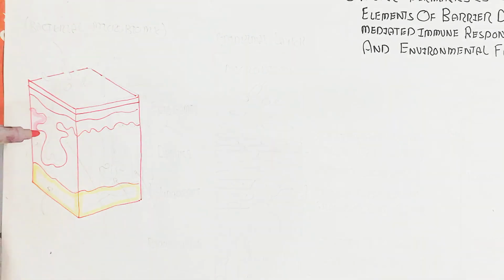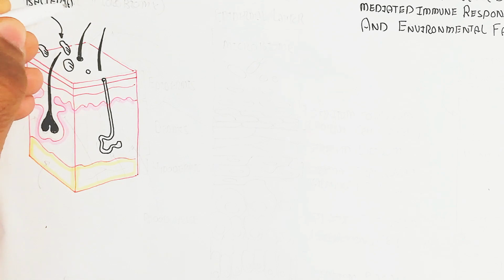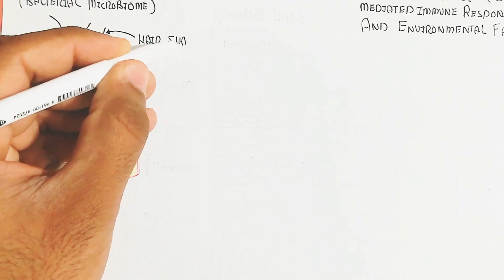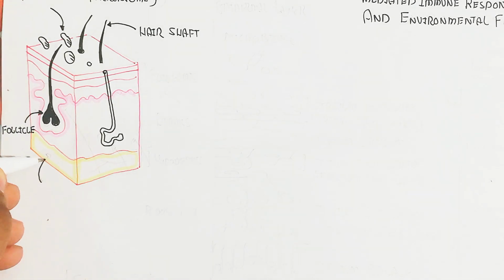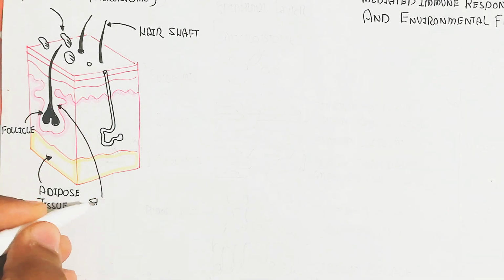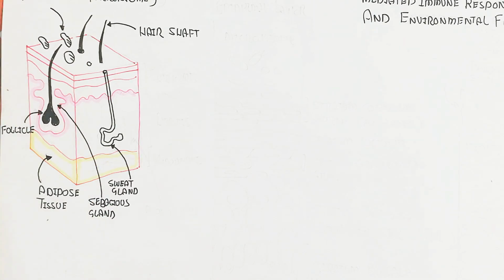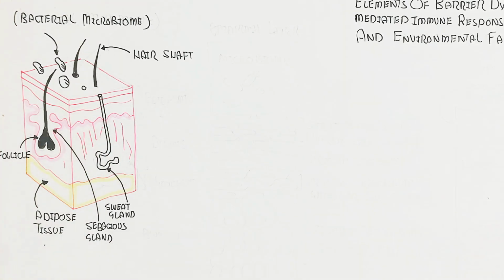Skin is the barrier immunity. Remember, after the barrier immunity, the innate immunity and then adaptive immunity will occur. The bacterial microbiome is present in the upper part of the skin, like mutualistic bacteria that produce defensin against pathogens. Hair shaft and follicle are present, and adipose tissue, which contains adipocytes, is in the hypodermis. The sebaceous gland and the sweat gland are present, the oil gland and the sweat gland. This is the blood vessel between the epidermis and hypodermis.